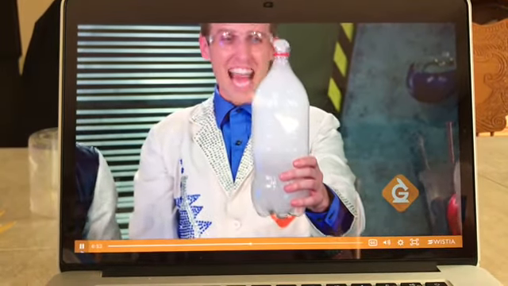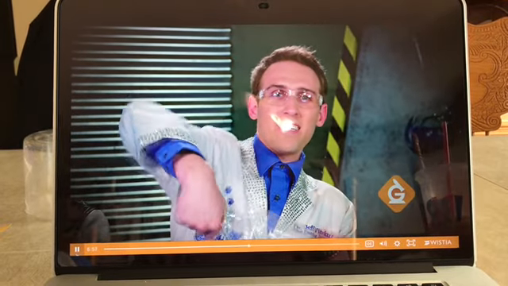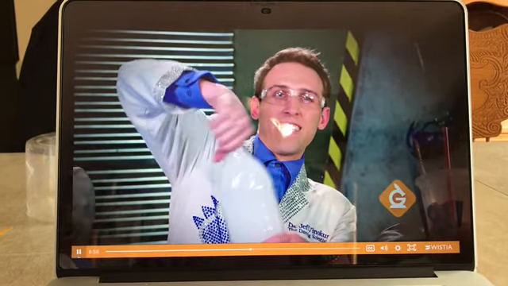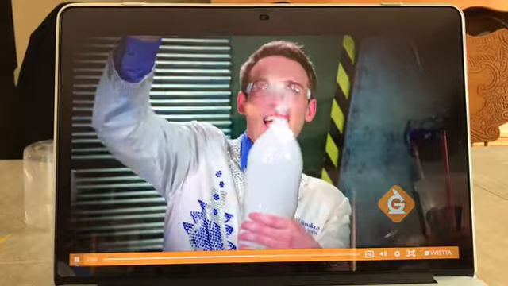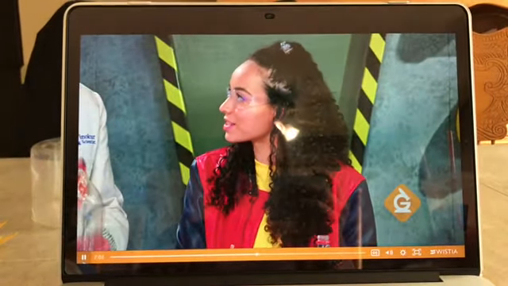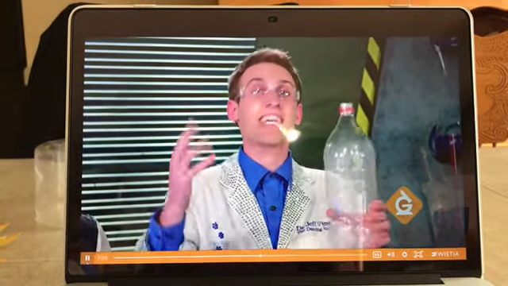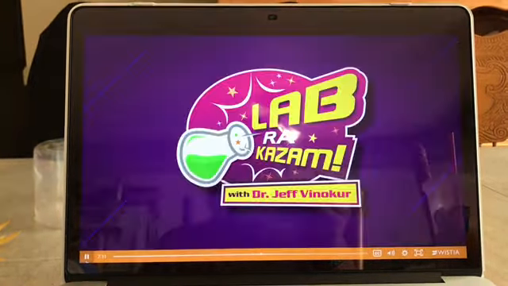Now that's a cloud. When the air from inside this bottle is released very quickly, it cools down. That makes the water vapor condense into tiny water droplets, just like what happens in clouds. Let's take a deeper look at how evaporation and condensation work together.